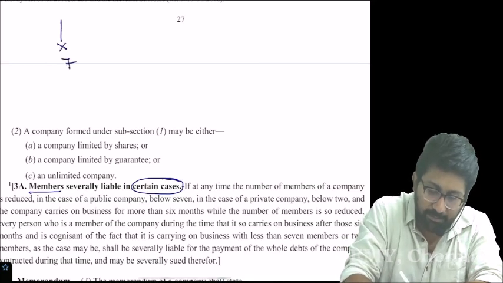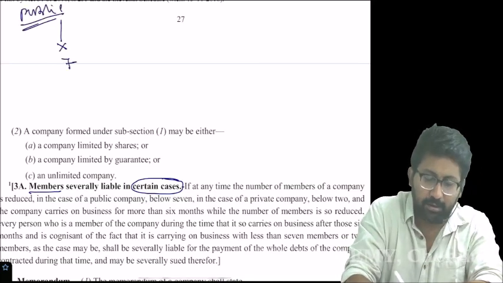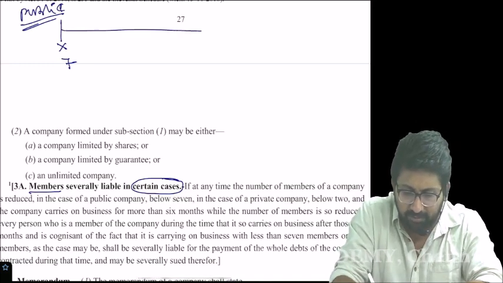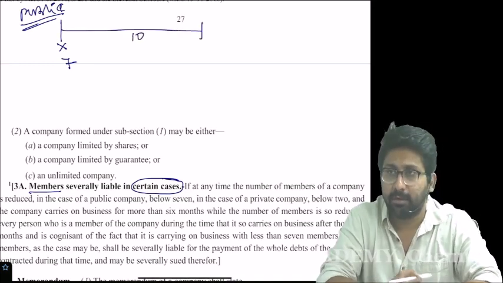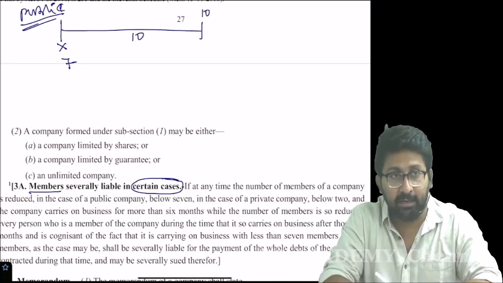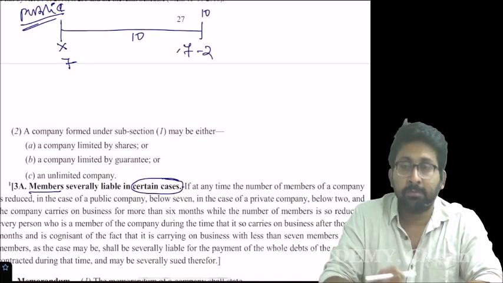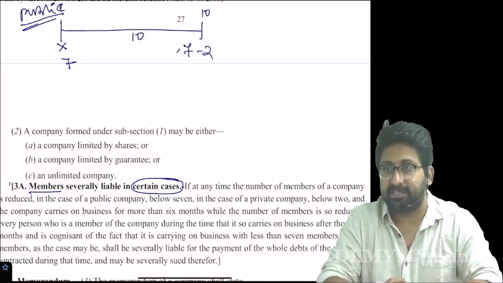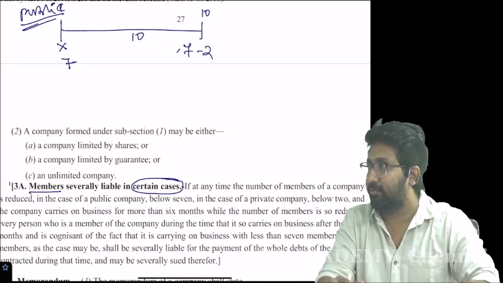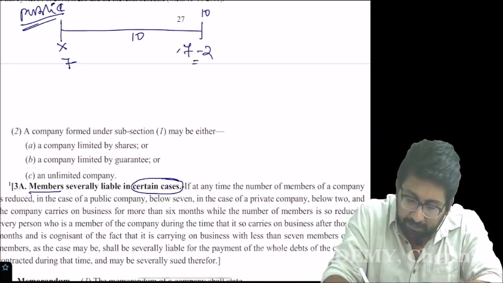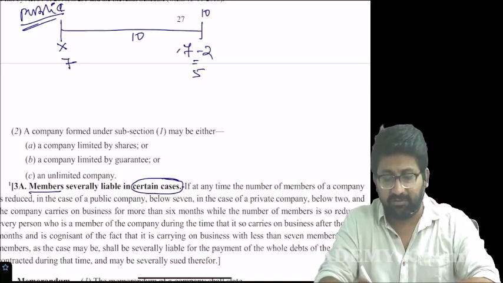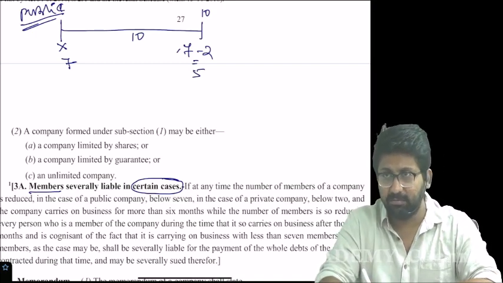7 members are there, I'm talking about which company? 7 members are there. That continued for 10 years. At the end of the 10th year, 2 persons sold their shares. Sorry, 2 persons went away, died. Immediately the number has become how much? Answer. With the 5, can you call it a public company?